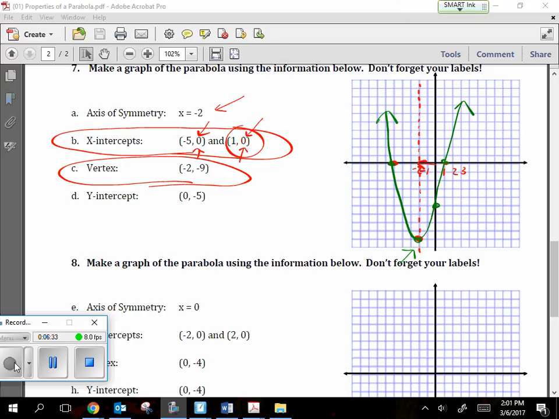And then the axis of symmetry was this dotted line that runs down the middle. It's a symmetry line. All right, so this is the part where I'm going to hand out your worksheet, and we are going to work on that together. And that's all I have for the video for today.